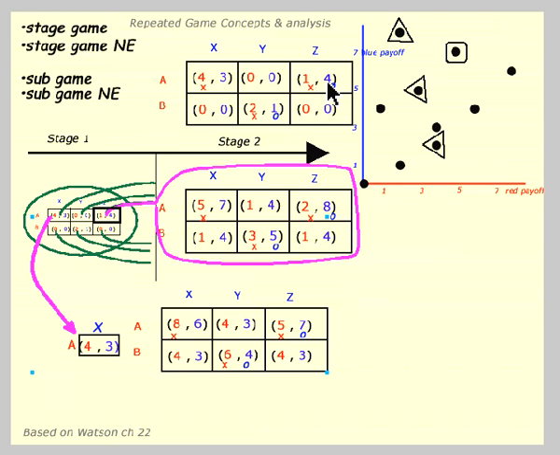Okay, so if you get a chance to have a look at that, there's an explanation in Watson about how to think of these finitely repeated games. And the basic idea is we want to use cooperation in earlier rounds with rewards and punishments in later rounds.